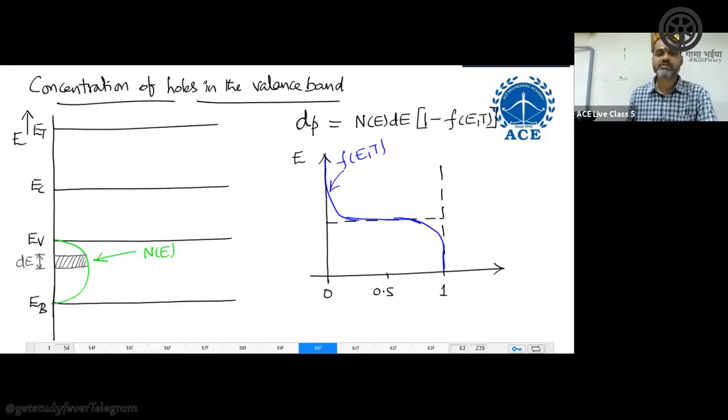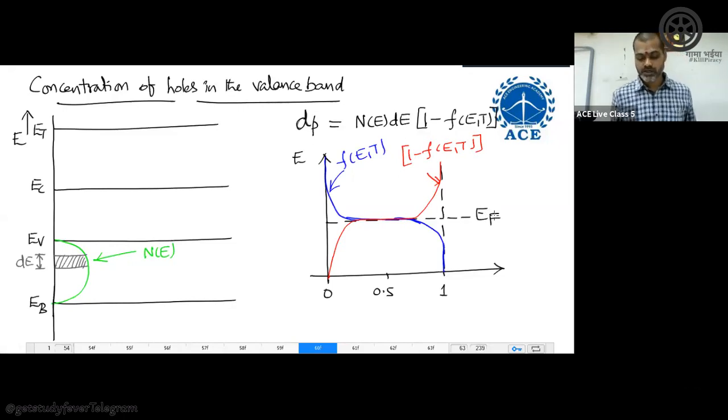Now what is 1 minus f of e comma t? You can very clearly get from this, like this I am going to get 1 minus f of e comma t. So what is this one? It is 1 minus f of e comma t, this shape. And this is nothing but the Fermi energy EF.